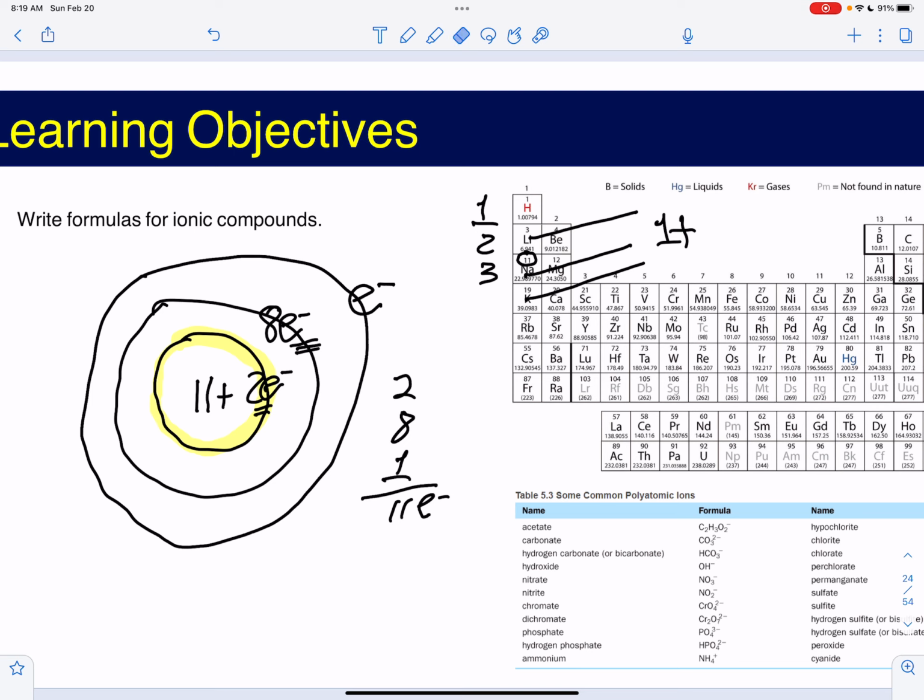So here's the problem. I told you that all the elements want to be like the noble gases, right? So if I have 1 electron here, sodium is going to have to get 7 more electrons to be happy like a noble gas.